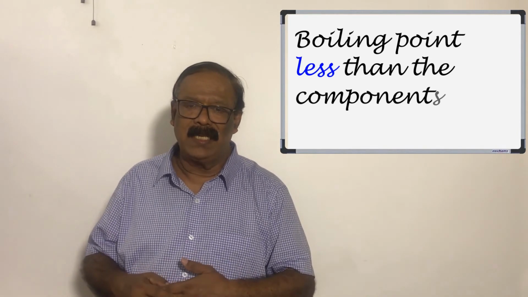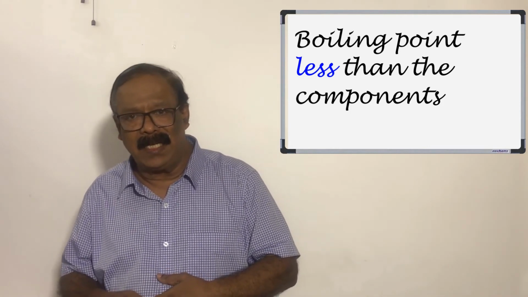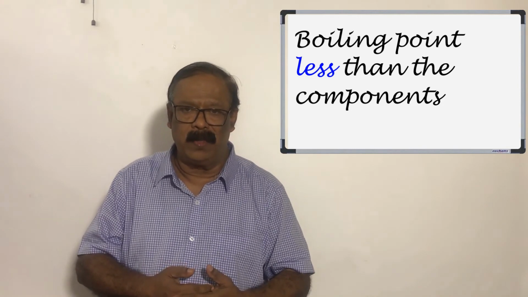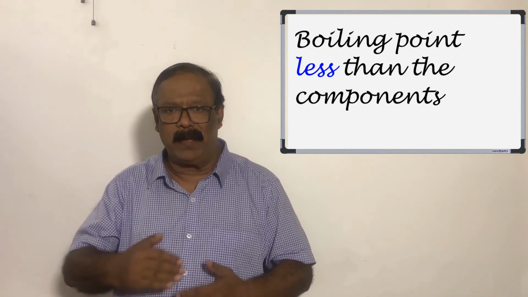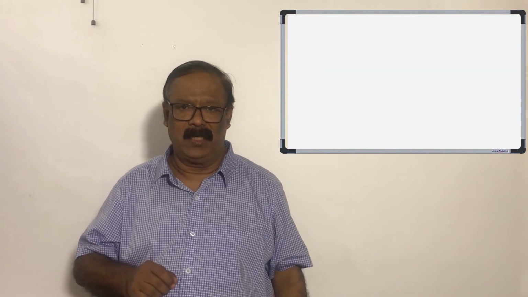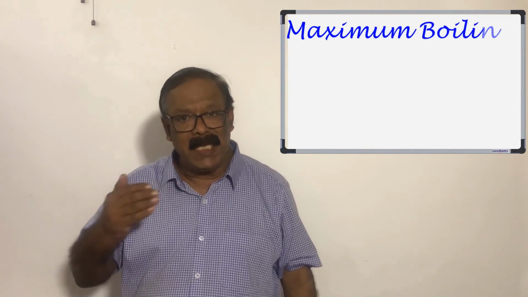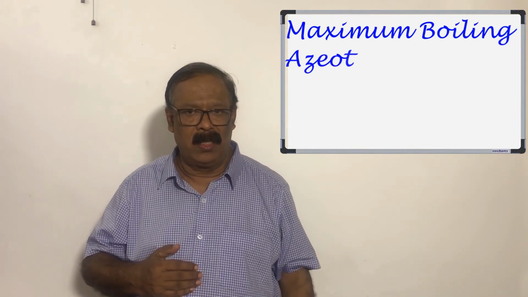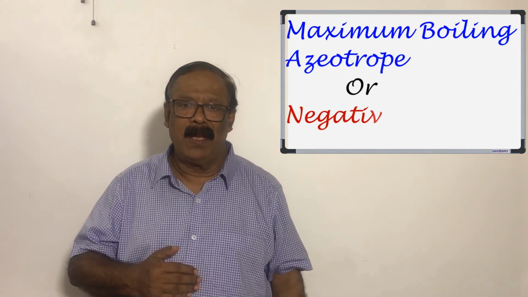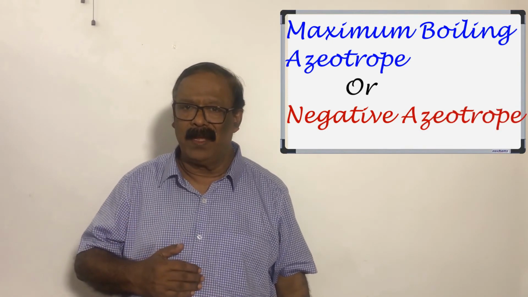Ethanol boils at 78.3 degrees Celsius, water at 100 degrees Celsius, and this mixture of ethanol and water azeotrope will boil at a lower temperature, 78.1 degree Celsius. Second type of azeotrope is the maximum boiling azeotropes. They are known as negative azeotropes and are formed from liquid solutions showing negative deviation from Raoult's law.